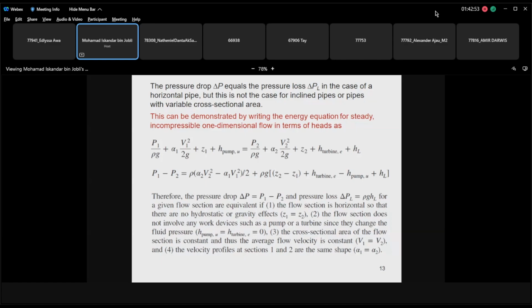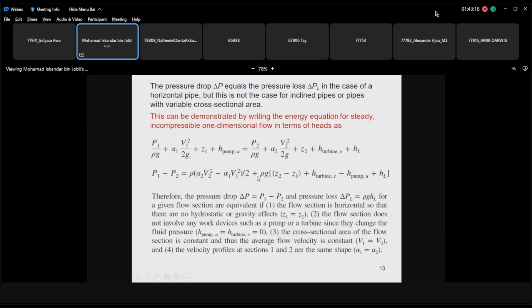This can be demonstrated by writing the energy equation for incompressible steady flow, which is actually the essence of the Bernoulli equation, plus the head of the pump and the head of the turbine. Then you reorganize this, and you can say that the pressure drop, delta P, and the pressure loss are equivalent if you have the horizontal pipe.